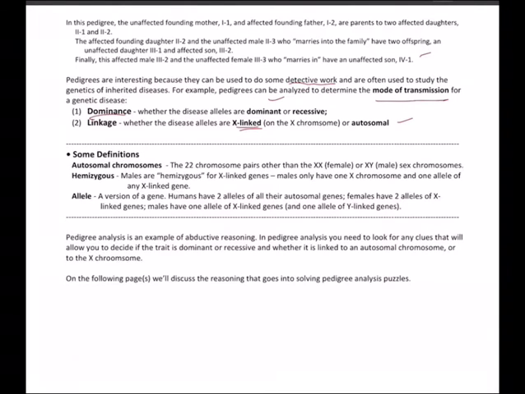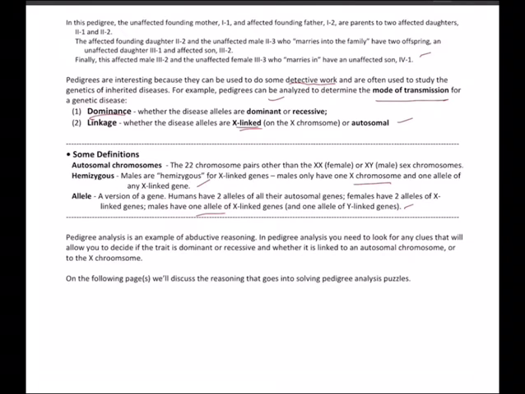Males only have 1 X chromosome, as all of us know, and 1 allele of any X-linked gene. An allele is a version of a gene. Humans have 2 alleles of all their autosomal genes. Females have 2 alleles of X-linked genes because they have 2 X chromosomes. Males have only 1 allele of X-linked genes and, of course, 1 allele of Y-linked genes.